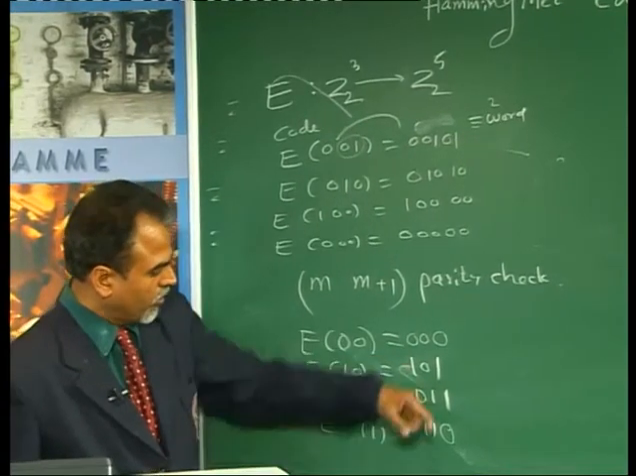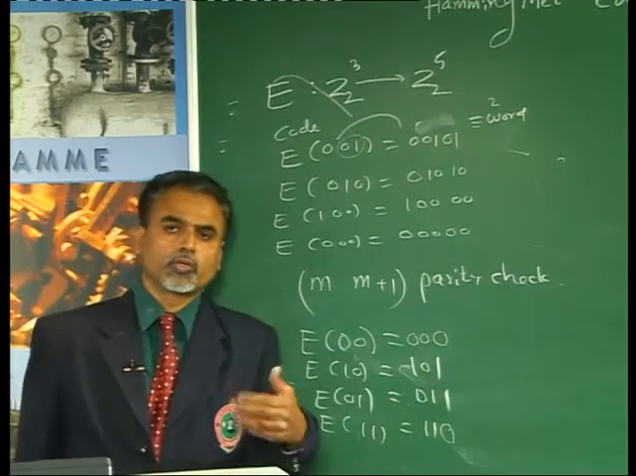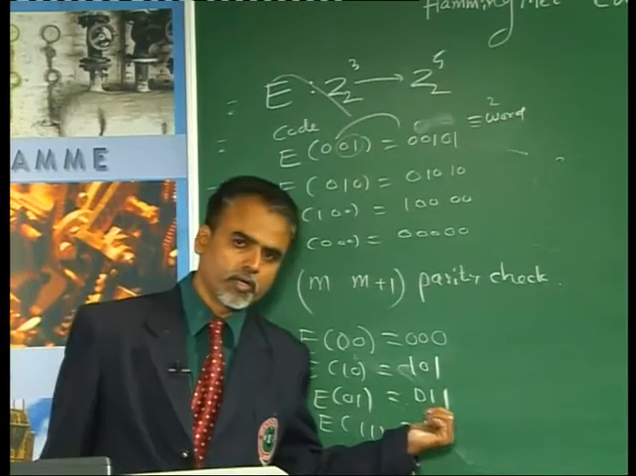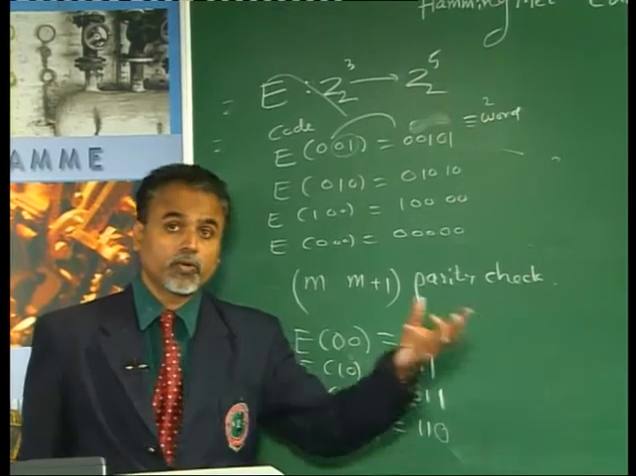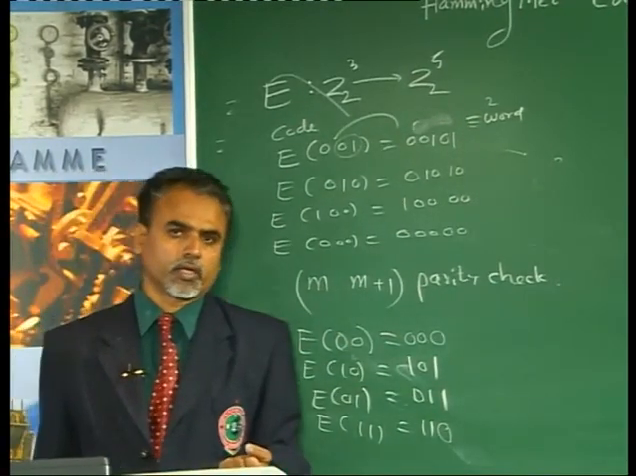On this right-hand side, if you look at the number of 1s, they are all even numbers: 2, 4, 6, 0, 2, 4, 6. So one thing is sure: whatever we are sending, this we are going to transmit afterwards. Whatever we are sending, the received word should have an even number of 1s. Otherwise, there is an error. That is how we can detect an error.